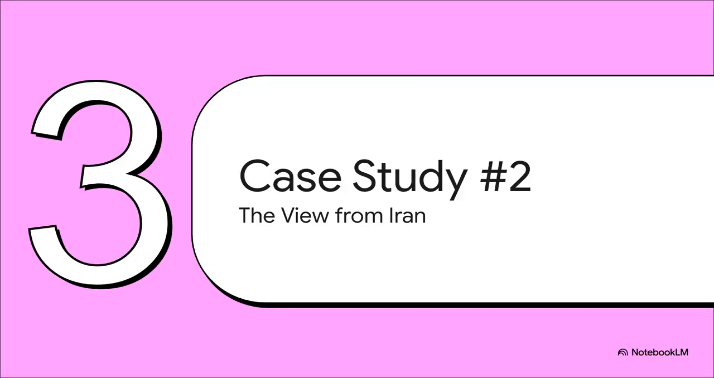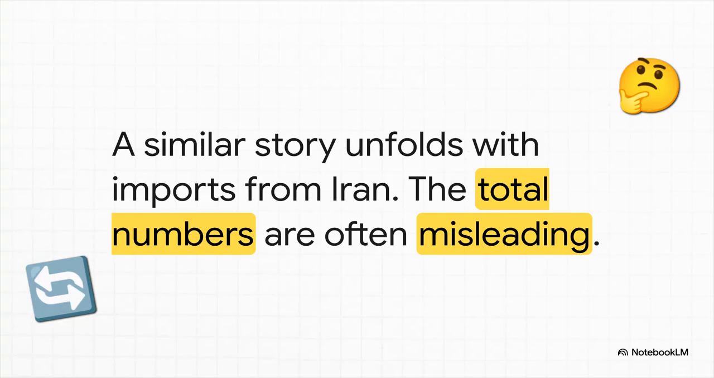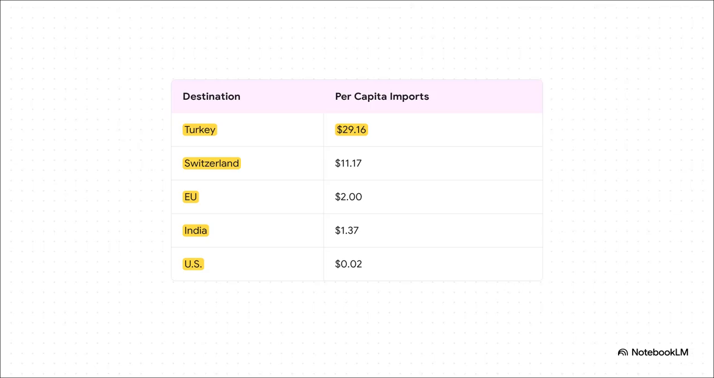And this isn't just a one-off thing with Russia. The pattern holds. We see the exact same kind of distortion when we look at trade data involving Iran. Yeah, it's the same story all over again. If you only focus on the total import numbers from Iran, you get a really skewed idea of who its most significant economic partners actually are on a per-person level. And once again, the per capita view is pretty eye-opening.